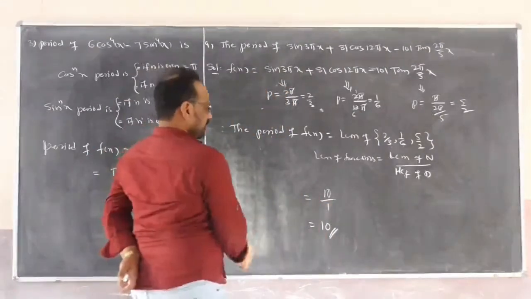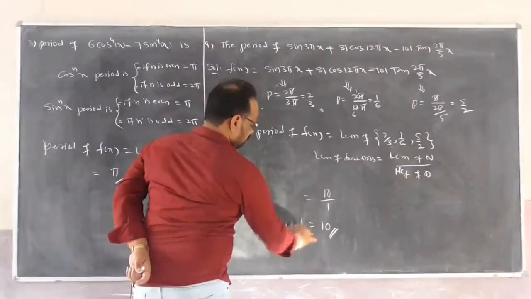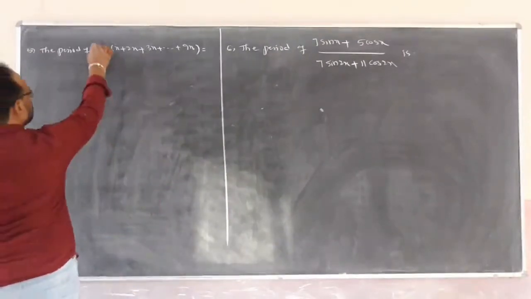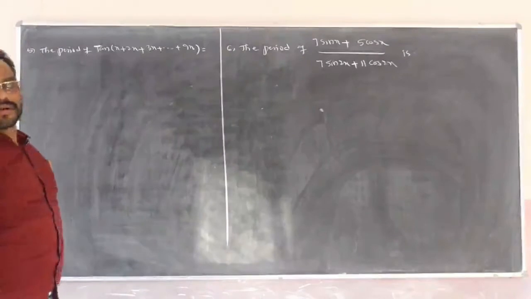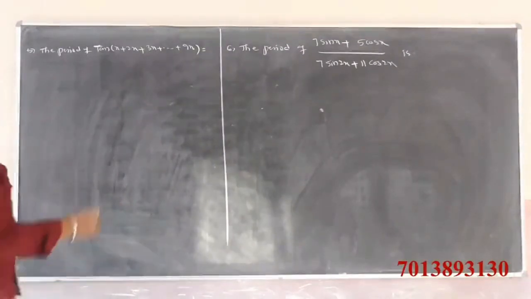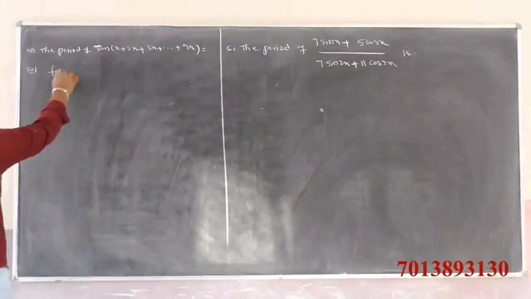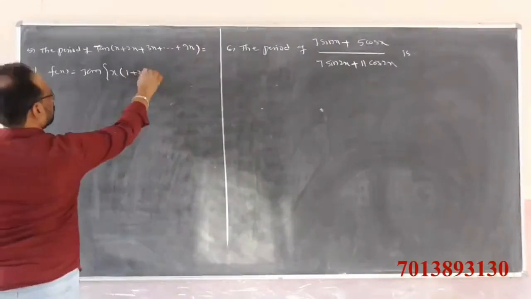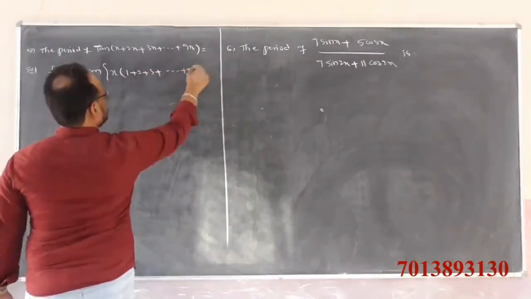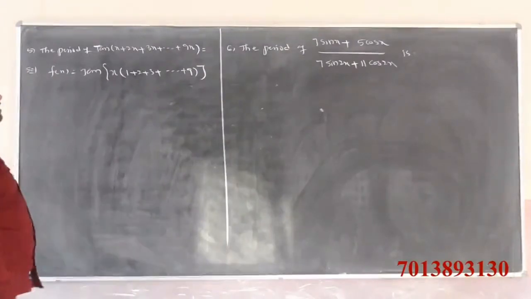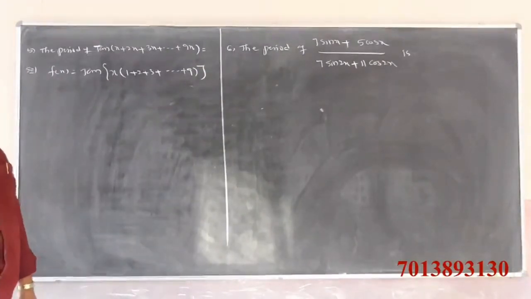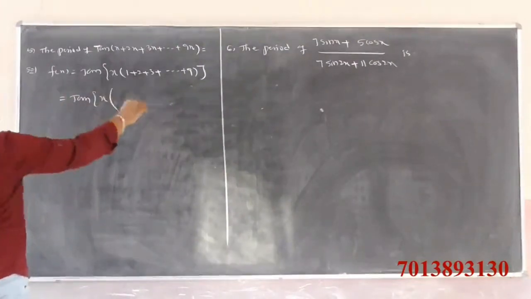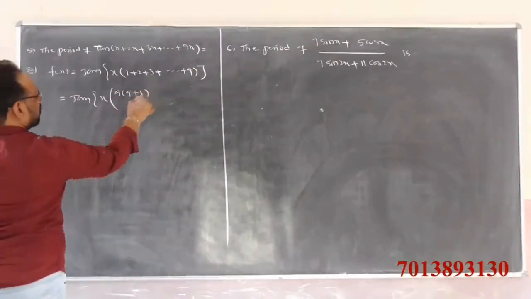The period of f of x is equal to 10. The period of tan x plus tan 2x plus tan 3x and so on plus tan 9x is how much? Observe here, f of x is equal to tan of, if you take x as common, x into 1 plus 2 plus 3 plus and so on plus 9. Already we know that the sum of first n natural numbers is equal to n into n plus 1 by 2. That is tan of x into 9 into 9 plus 1 by 2.